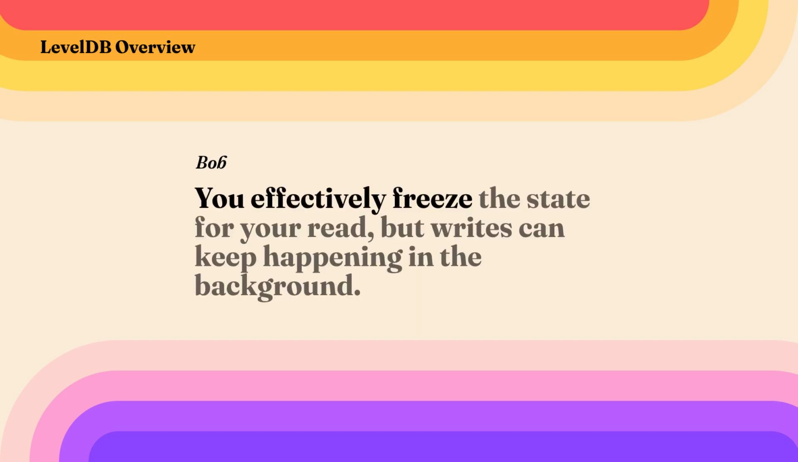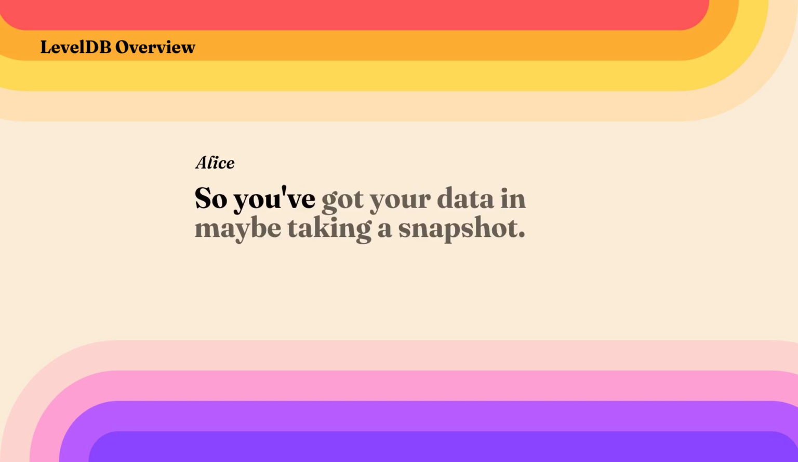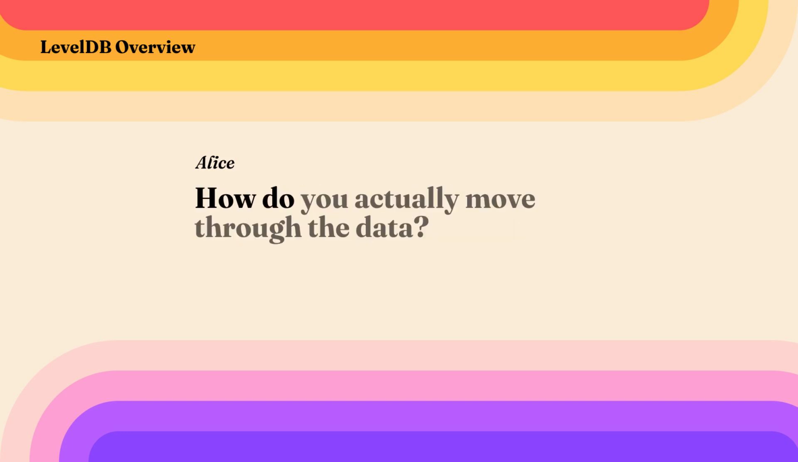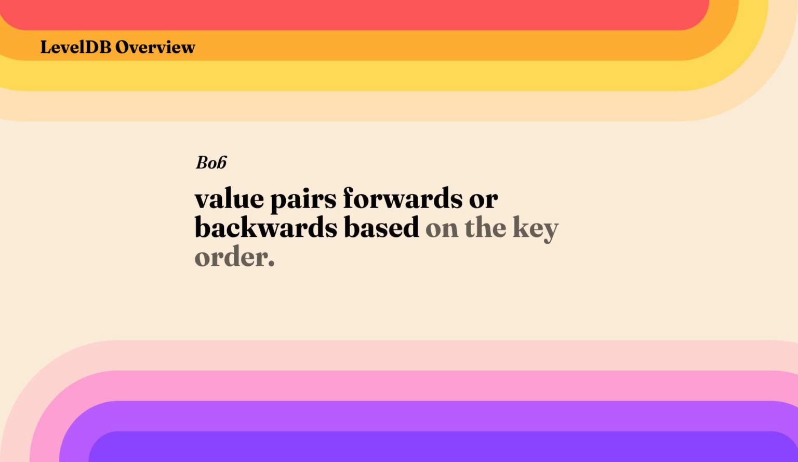You effectively freeze the state for your read, but writes can keep happening in the background. That is elegant. Doesn't block writers. Okay, so you've got your data in, maybe taking a snapshot. How do you actually move through the data? It supports both forward and backward iteration. So you can easily walk through your key value pairs forwards or backwards based on the key order.